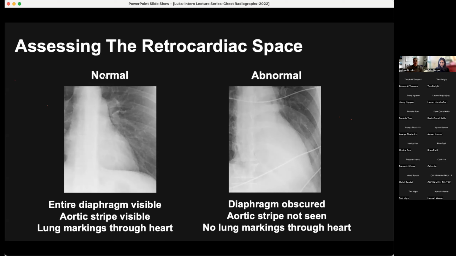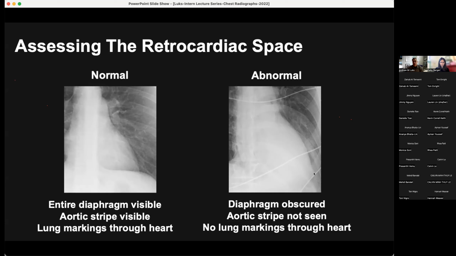On the left here, you see an example of what the retrocardiac space should look like. Remember that there is lung behind the heart in the chest. So what you should be able to do is visualize the diaphragm along its entire length as it courses from the lateral portion of the chest into the middle of the chest. You should be able to see the entire aortic stripe as the aorta descends into the abdomen. And you should be able to make out lung markings through that heart shadow. Contrast that to what you see here on the right. Notice that you can no longer see the descending aorta.